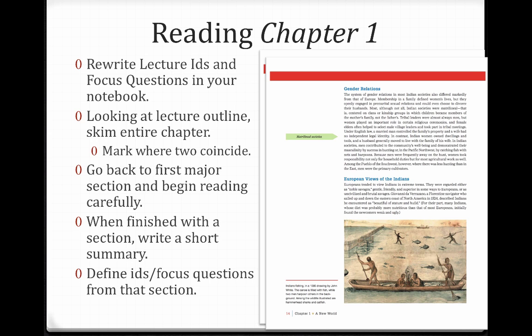Also, go back to your notes and remember you wrote down those lecture IDs and focus questions. Did you come across any of those in your reading, in the little section that you did? And if you did, in your notes, write a short definition, write a page number, write a couple of sentences so that you are creating yourself a study guide. If you're studying for a quiz, you don't have to go back to the chapter and pull all this information. You already have it in these notes that you're creating. And then you repeat for each section until you finish that chapter.